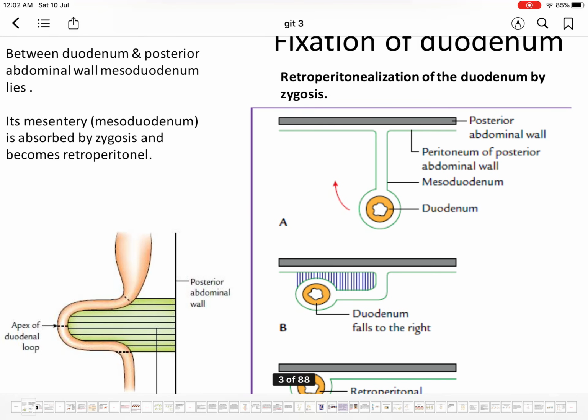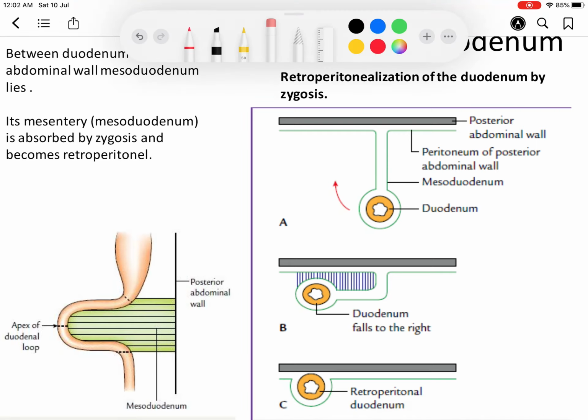Now the fixation of the duodenum. Initially, between the duodenum and the posterior abdominal wall, a mesentery is present, that is called the mesoduodenum. So the peritoneal fold between the posterior abdominal wall and the duodenum is called the mesoduodenum. Here you can see this is the fold of peritoneum, the mesoduodenum, and this mesoduodenum fuses with the posterior abdominal wall. Here you can see this is the posterior abdominal wall.